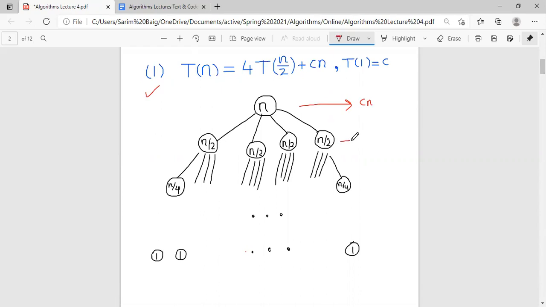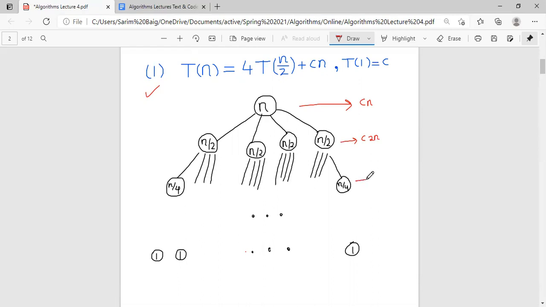At the second level there are 4 calls of size n by 2 each. Now each of these calls is taking c into n by 2 work, according to this recurrence. If I have n by 2 here, then the work on that call is c into n by 2. So there are 4 of these at this level. That would mean c into 2n, right? So we get 2n total.